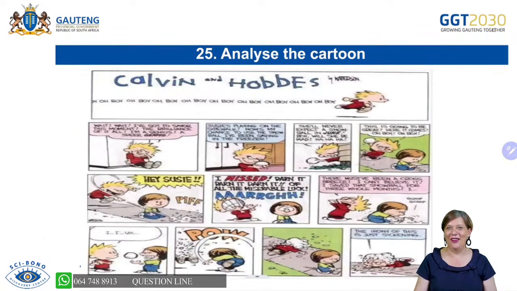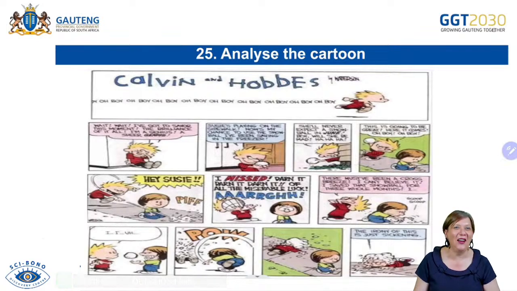So, I've got a nice cartoon for you there. Yes, I know it's not quite clear. I did it on purpose once again, because I'm going to focus on very specific things. Now, just to give you an idea of what's happening here, we've got Calvin. Calvin is a really naughty boy, and he's in his house, and he has kept a piece of ice for 3 months in the refrigerator so that he can throw it at Susie.